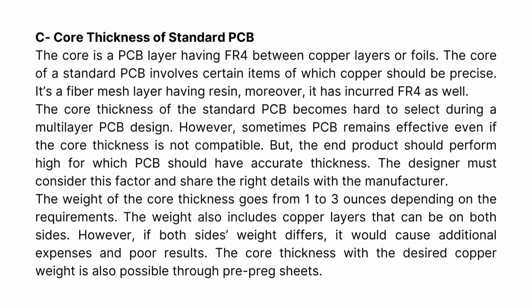The weight of the core thickness goes from 1 to 3 ounces depending on the requirements. The weight also includes copper layers that can be on both sides. However, if both sides' weight differs, it would cause additional expenses and poor results. The core thickness with the desired copper weight is also possible through prepreg sheets.